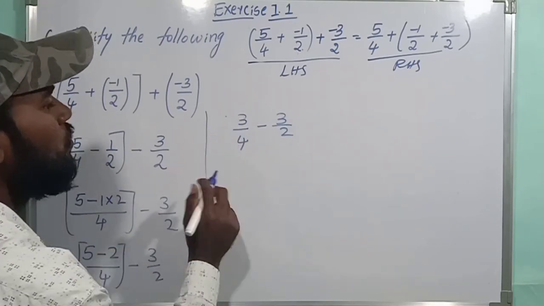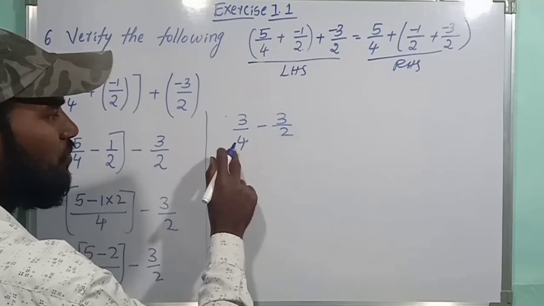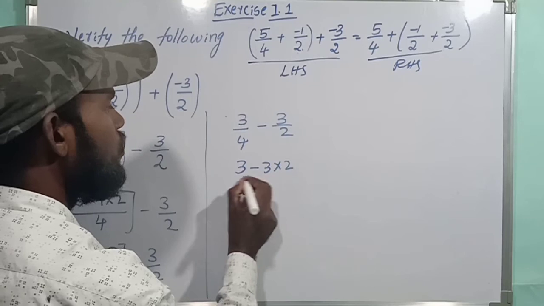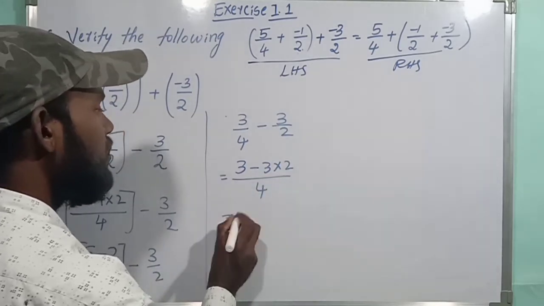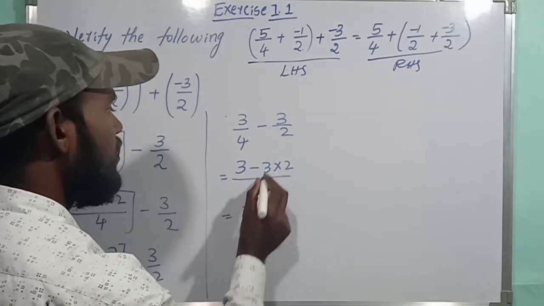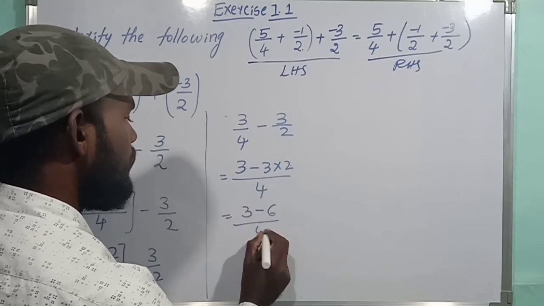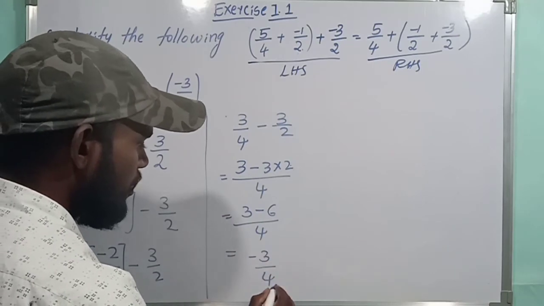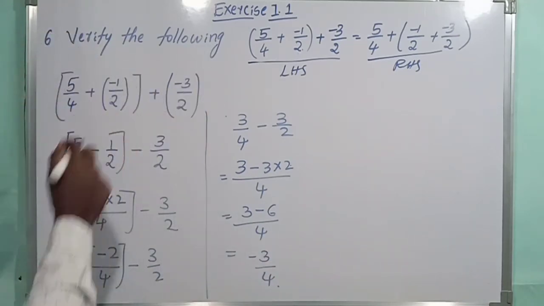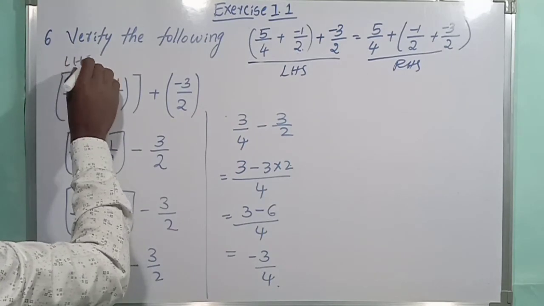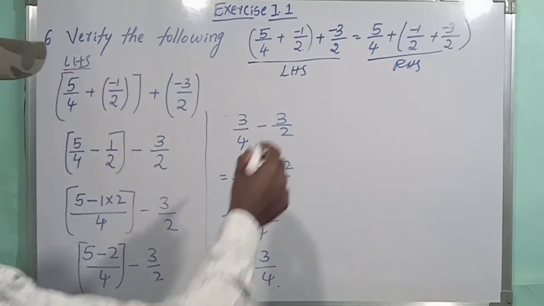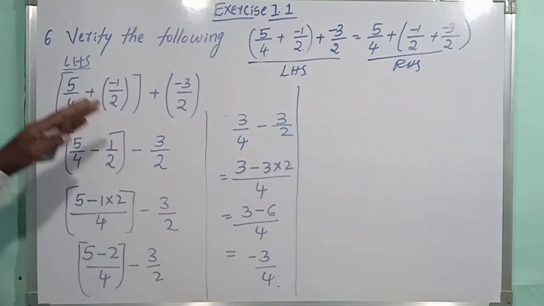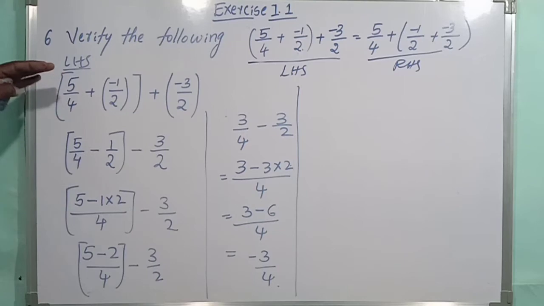Now 3 by 4 minus 3 by 2, what is the LCM for 4 comma 2? 4. So 3 minus 3 into 2 by 4, then 3 minus 6 by 4. So now 3 minus 6 is minus 3 by 4. So this is our LHS part. Now we are going to move to the RHS part. Everyone clear? Before going to the RHS, is it clear to everyone?